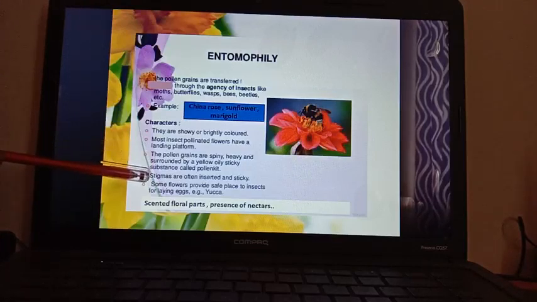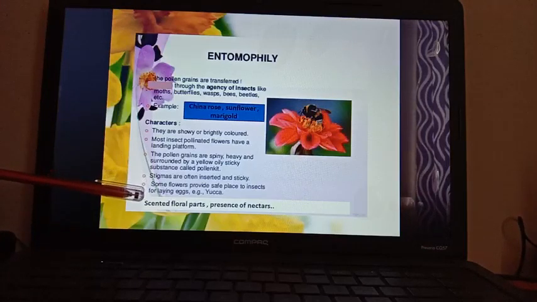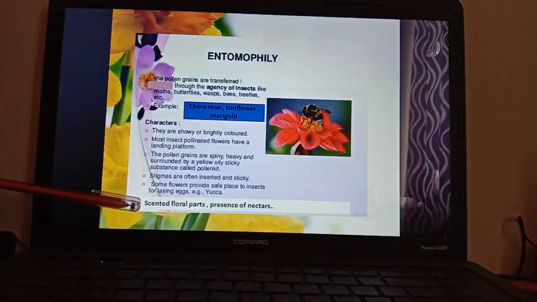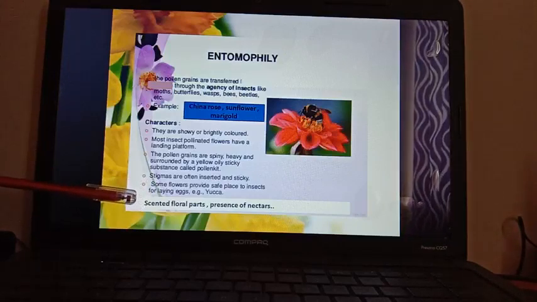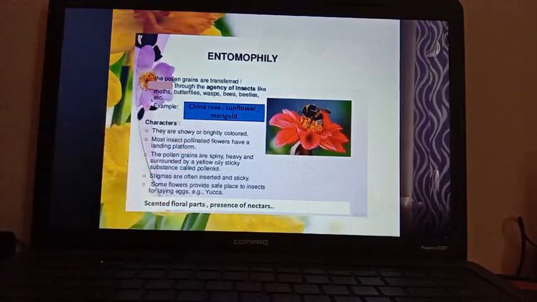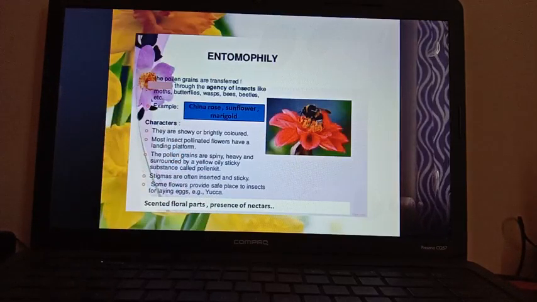Stigmas are often inserted and sticky. Some flowers provide a safe place for insects to lay eggs. Insects can come to the flowers to lay eggs, and at that time they can also transfer the pollen grains unknowingly. Scented floral parts and the presence of nectar are all very important features that should be present in entomophilous flowers.